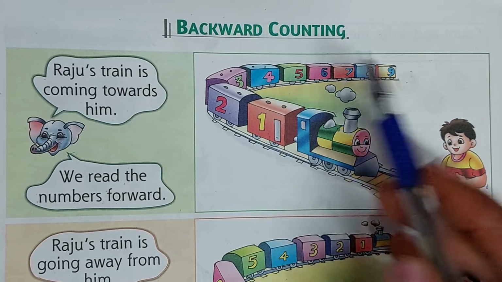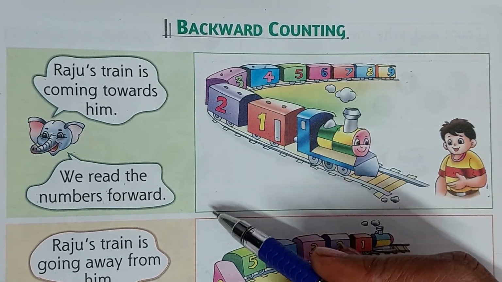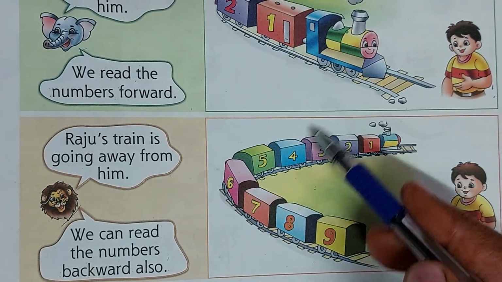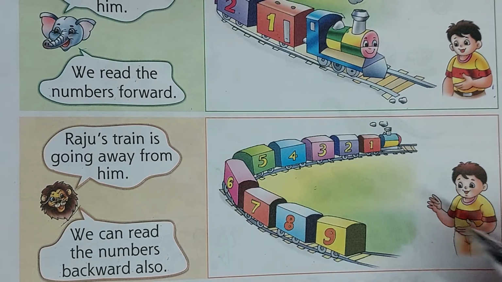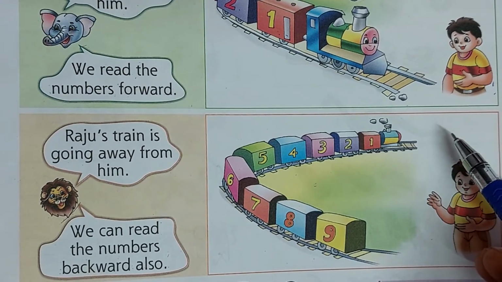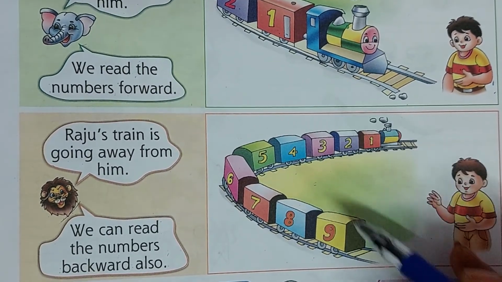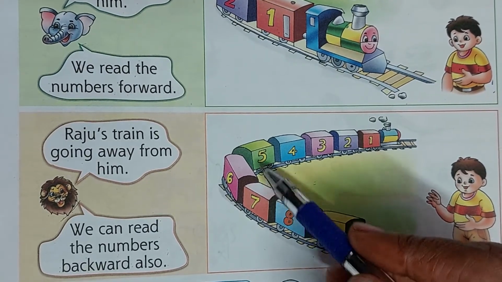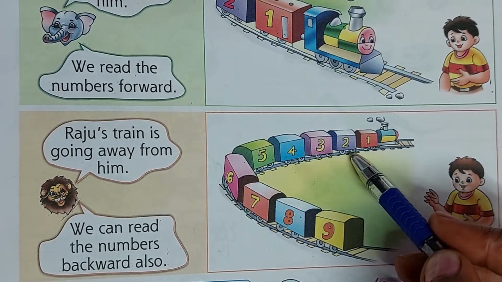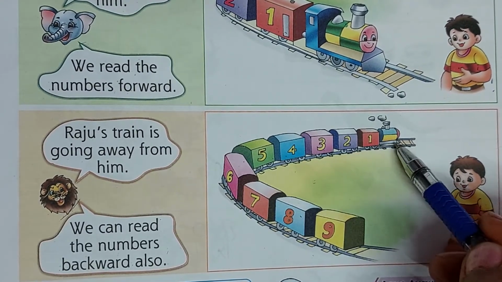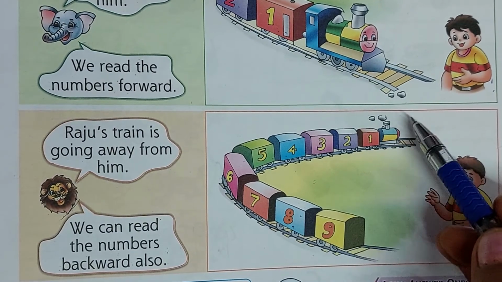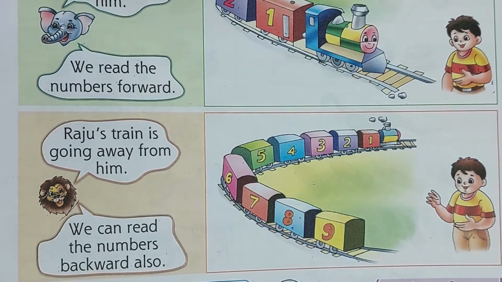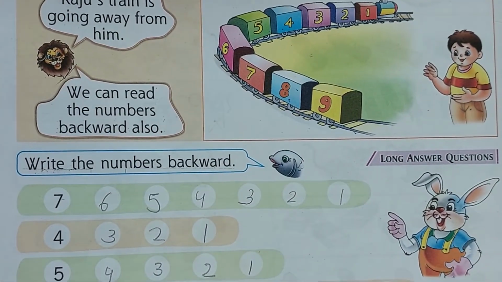9, 8, 7, 6. It means you are going backside. Raju's train is going away from him, in the opposite direction of Raju. So how will you read these numbers from Raju's side? 9, 8, 7, 6, 5, 4, 3, 2, 1. This counting is called backward counting, when we find the before number, and from 1 to 9 it is called forward counting.